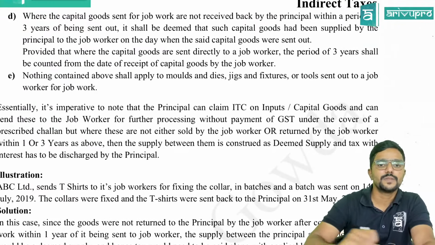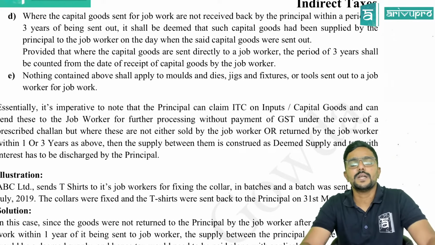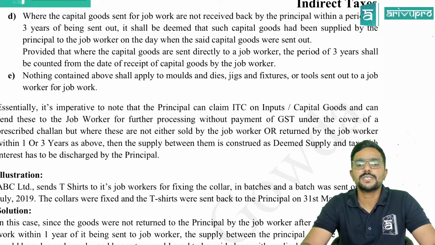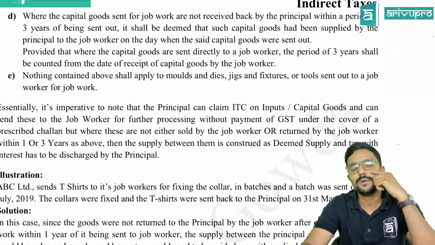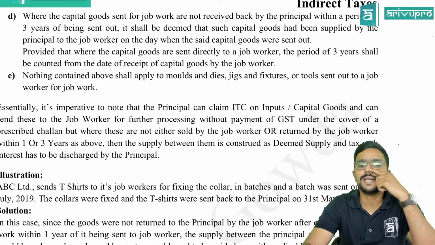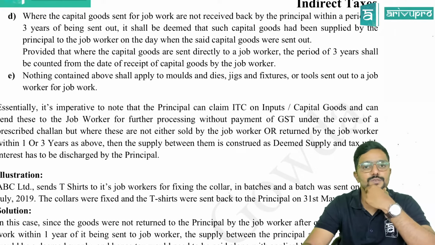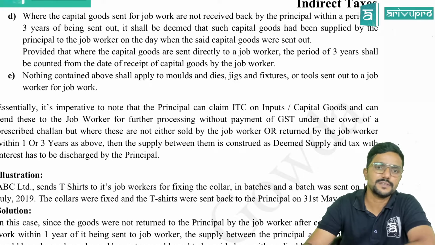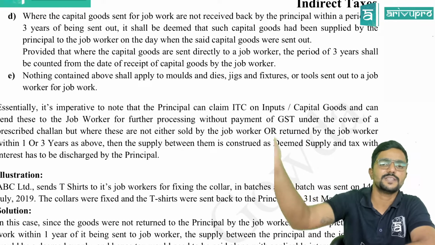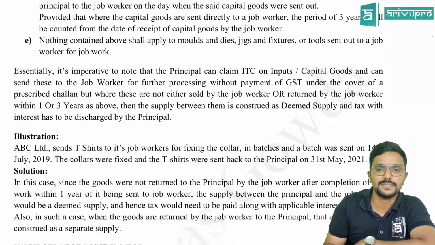Next, E. Nothing contained above shall apply to molds and dies, jigs and fixtures or tools sent out to a job worker for job work. So capital goods does not include molds and dies, jigs and fixtures or tools for the purpose of job work. It need not be returned back within 3 years. It can be kept by the job worker even after 3 years. Still, it will not be treated as supply.